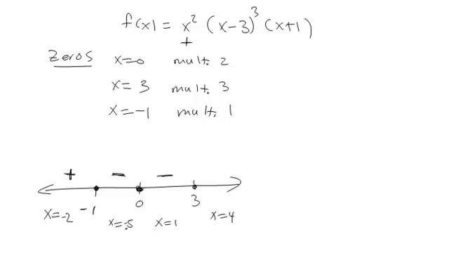Let's suppose now we choose x equals 4. Now look what happens. The second factor, 4 minus 3, is positive, and positive cubed is going to be positive.